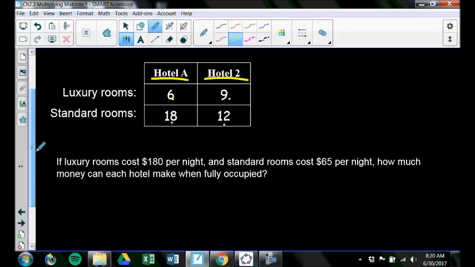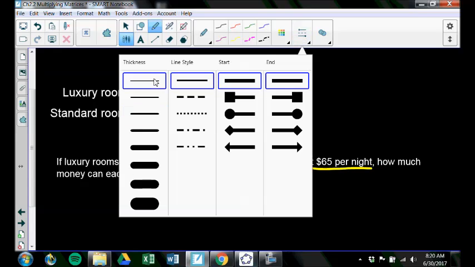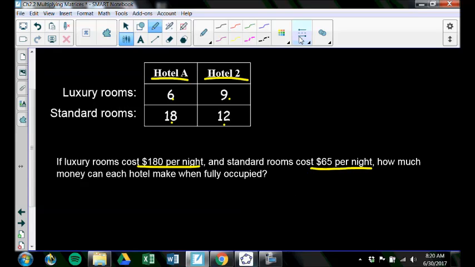Let's move on. Luxury rooms cost $180 per night, and standard rooms cost $65 per night. How much money can each hotel make when fully occupied? Well, I can set up a matrix of the data here. 6, 18, 9, 12. And I want to multiply the rooms by their cost.